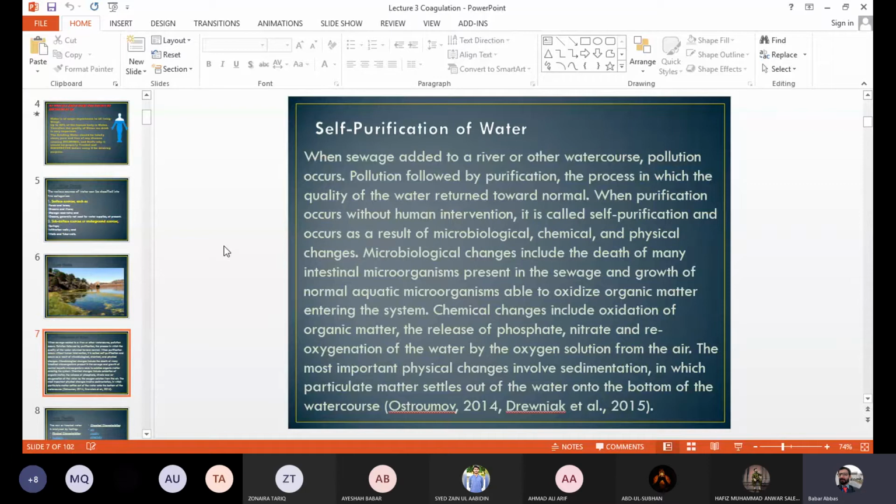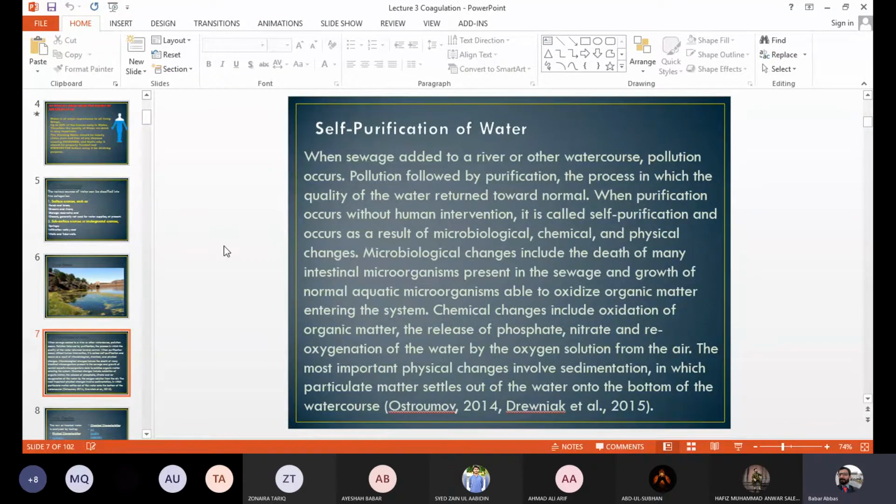Microbiological changes include the death of many intestinal microorganisms present in the sewage and growth of normal aquatic microorganisms able to oxidize organic matter entering the system.